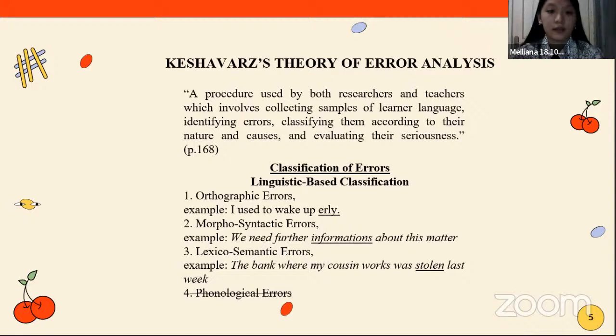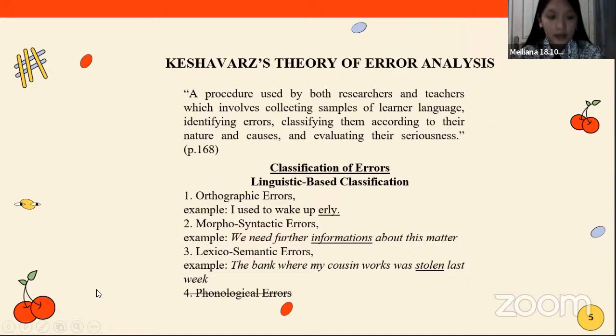Here is the example: "The bank where my cousin works was stolen last week." The word "stolen" looks very good but doesn't make sense with what the meaning should be. It is supposed to be "the bank where my cousin works was robbed last week." So it is important to know the word meaning and also to choose the right word.